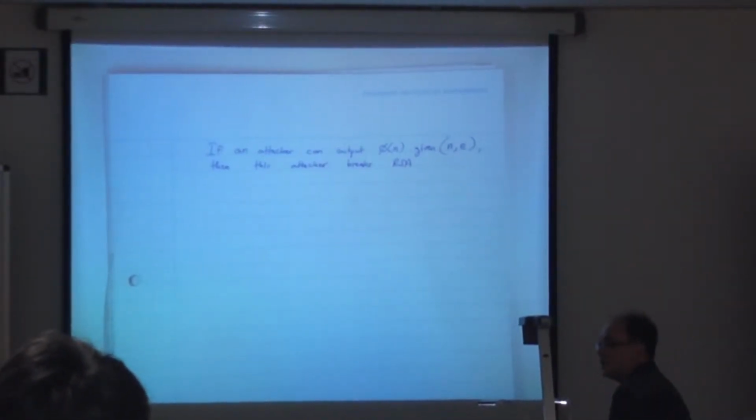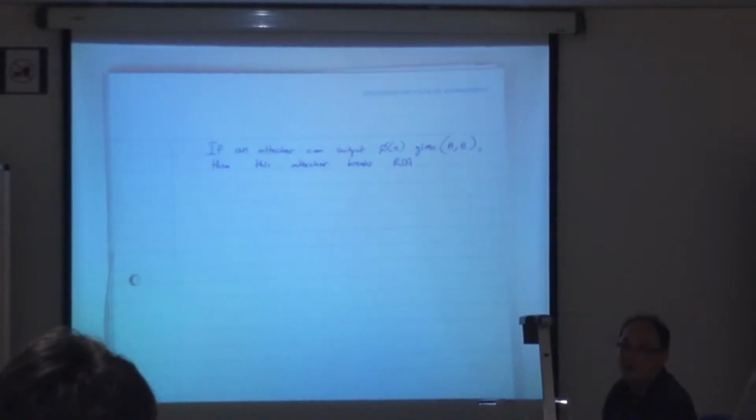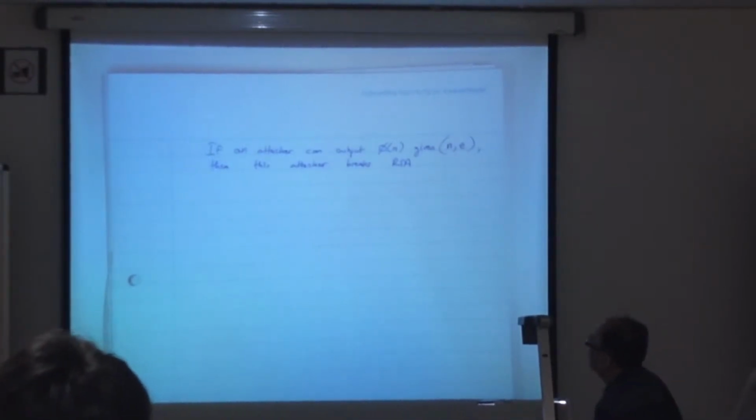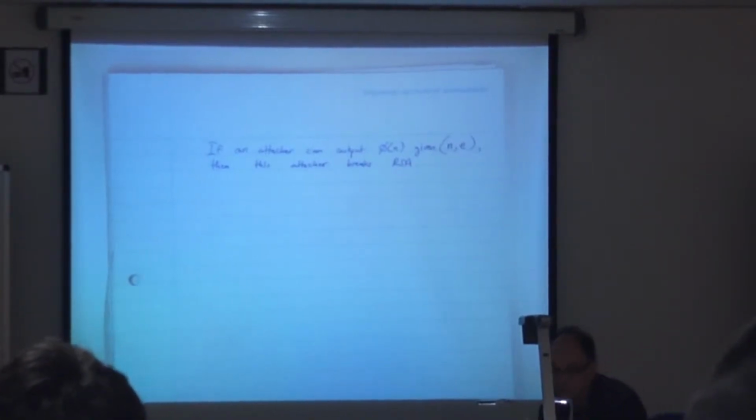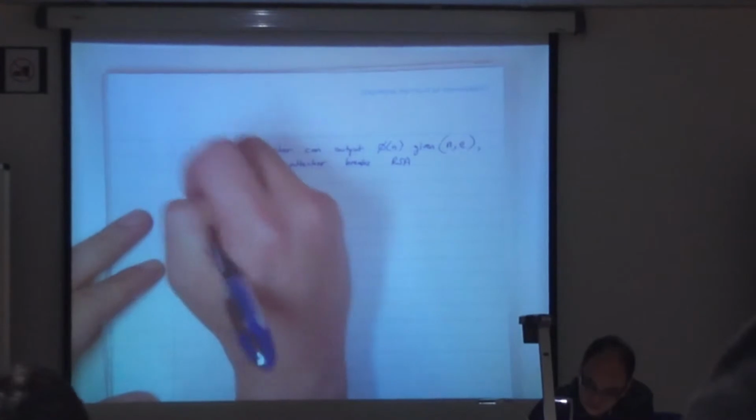Phi n is the number of integers between 1 and n minus 1 for which the GCD of that number and n is equal to 1. That's phi n, Euler's totient function. If someone can compute phi n given n, then this person can break RSA. That's why finding phi n is actually a hard problem too. So the proof for this one can be given like this.